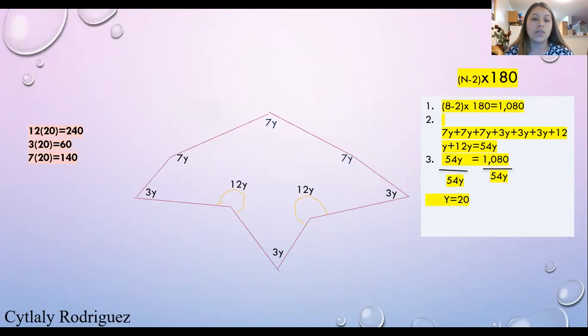So to find angles 7, 3, and 12, all we have to do is substitute that y for that 20. So here we see 12 times 20 equals 240, 3 times 20 equals 60, and 7 times 20 would give us 140.